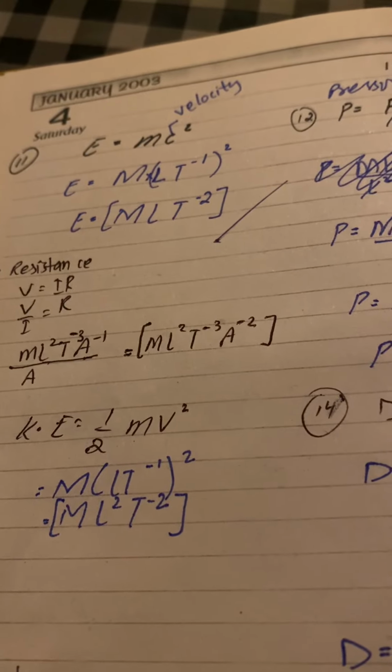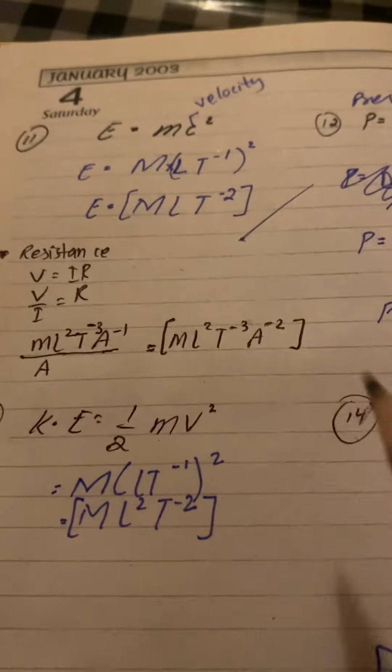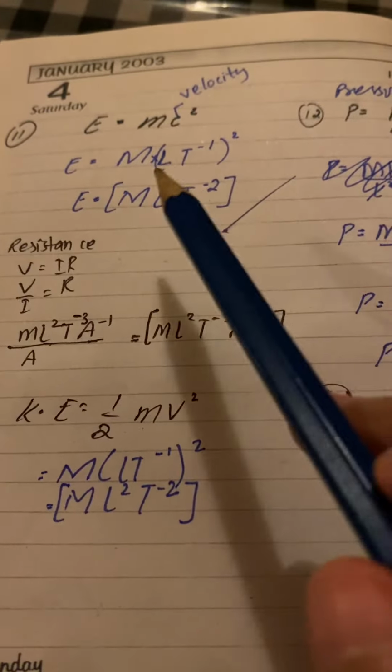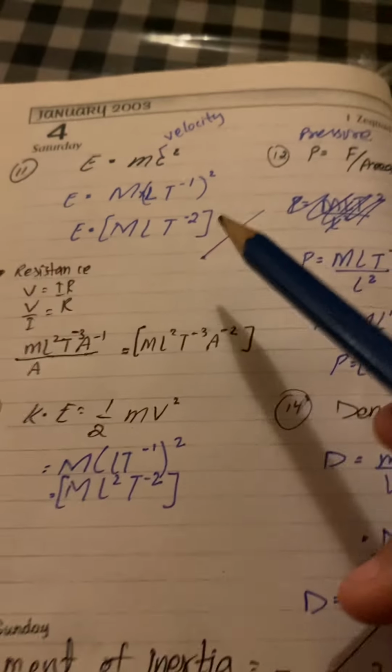The next is E is equal to mc square. Here c represents velocity. Okay, this is the formula of energy. E is equal to m, same as capital M, times velocity, which is LT minus 1, the whole square. So the square will apply on L and on T as well, so ML square T minus 2. Okay, this will be the dimension of energy.